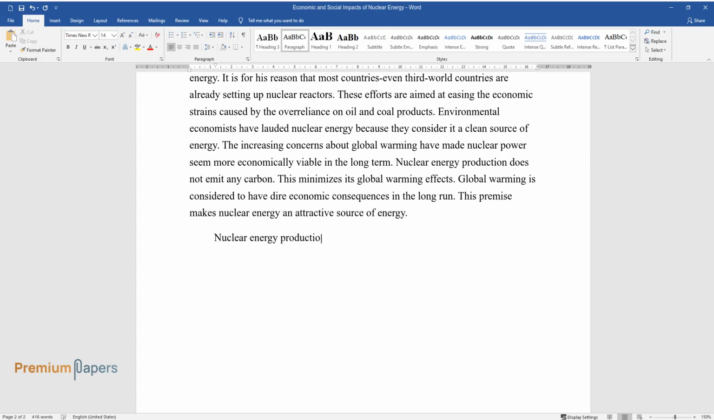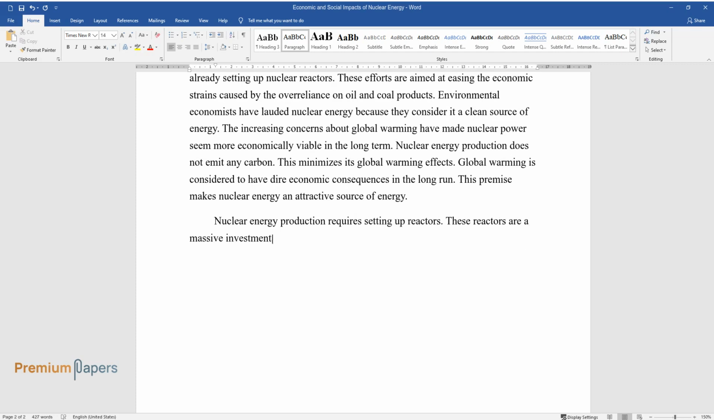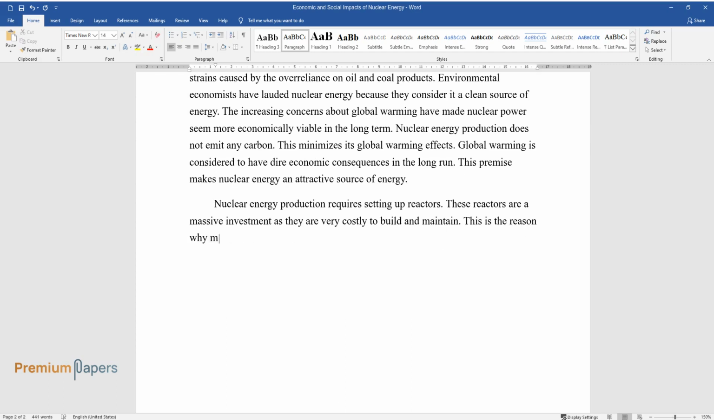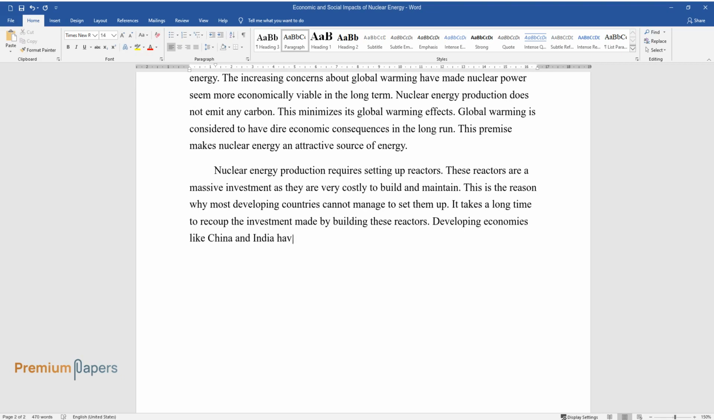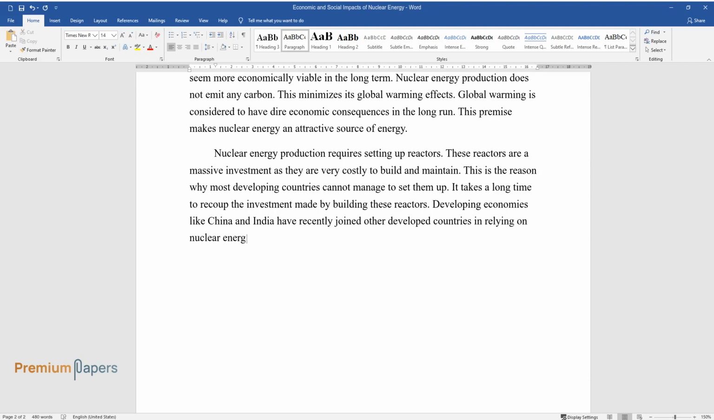Nuclear energy production requires setting up reactors. These reactors are a massive investment as they are very costly to build and maintain. This is the reason why most developing countries cannot manage to set them up. It takes a long time to recoup the investment made by building these reactors. Developing economies like China and India have recently joined other developed countries in relying on nuclear energy.